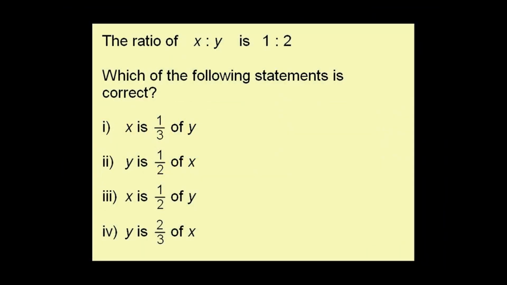Here's a slightly different question. I'm told that the ratio of x to y is 1 to 2. So this is x and this is y. I want to find out which of these statements is correct. So let's have a look at them.